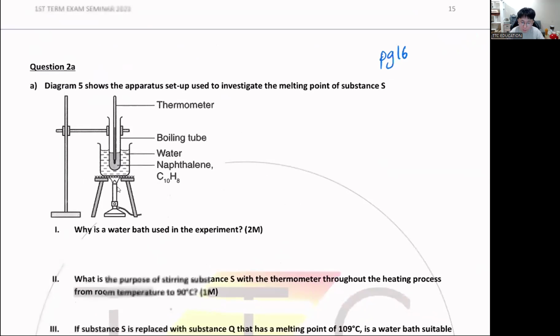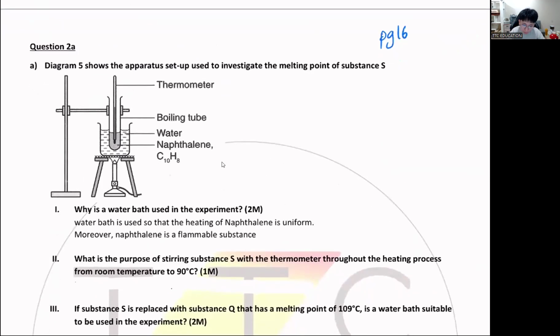So number one, you can say it ensures even heating. But do you see it's 2 marks? Ensuring even heating is only 1 mark. So what is another possible answer? It's about naphthalene being flammable. If you heat without a water bath, what if the naphthalene suddenly spills out and your fire touches it? Congratulations, you burn down your school. So we can say the water bath ensures heating is uniform, or even, choose either one. Then we say naphthalene is flammable. So these are the 2 marks.